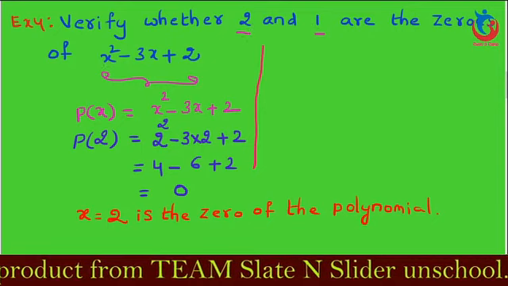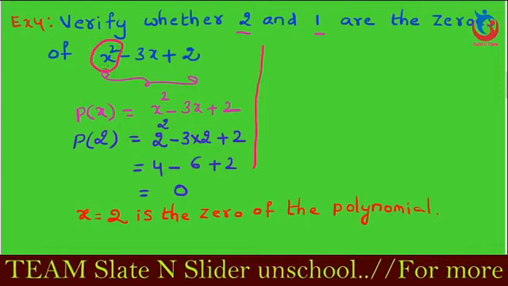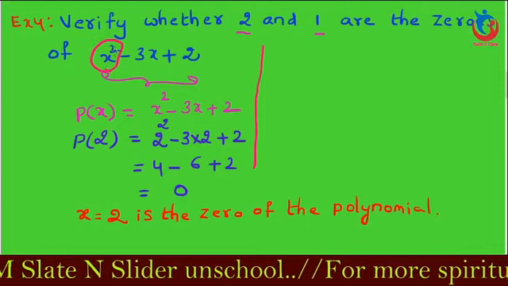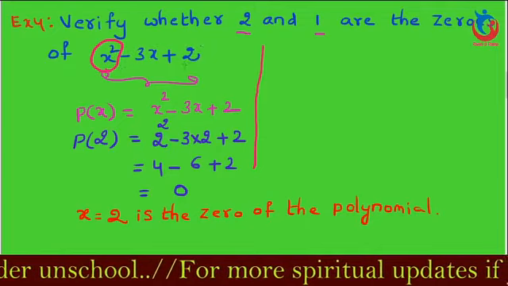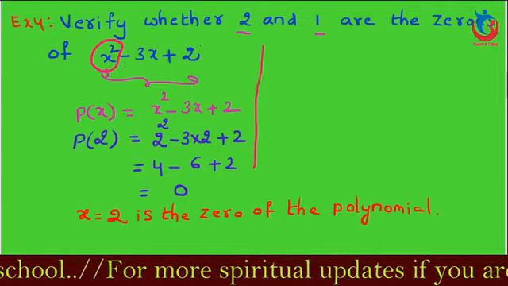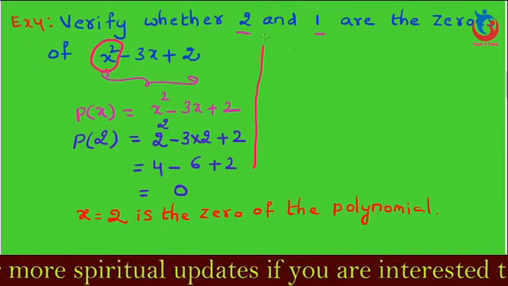So here observe the degree. This is x square, its degree is 2. So this is the highest degree. That's why this polynomial is called a quadratic polynomial. A quadratic polynomial has degree 2. That's why it has two zeros.